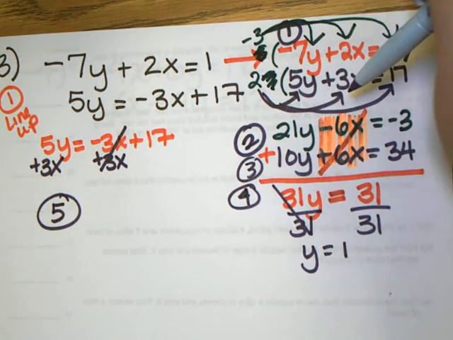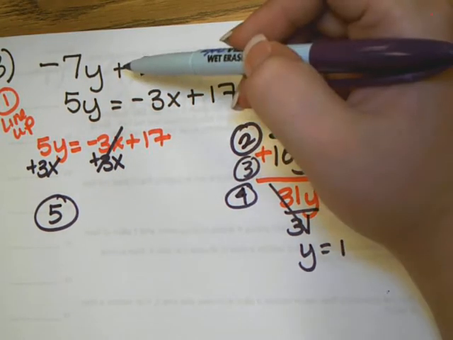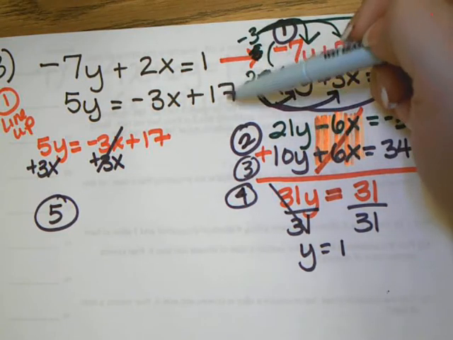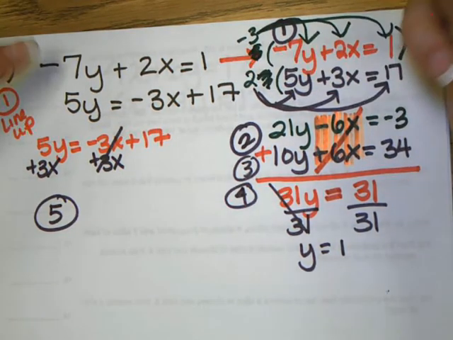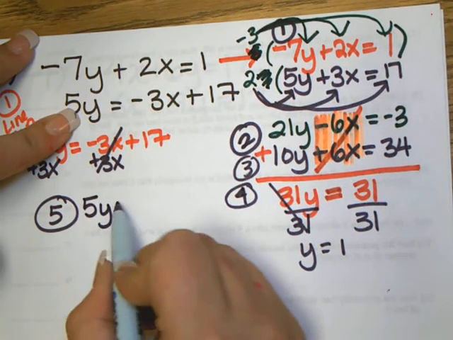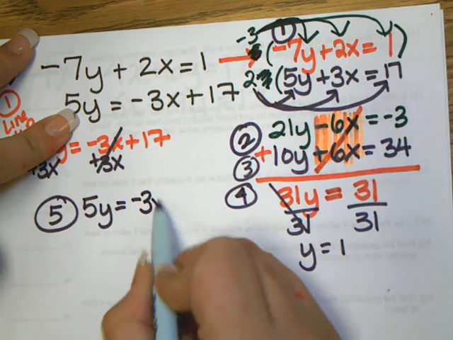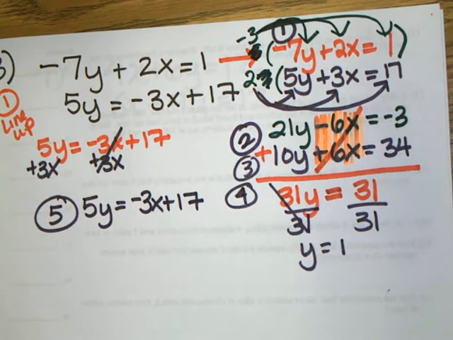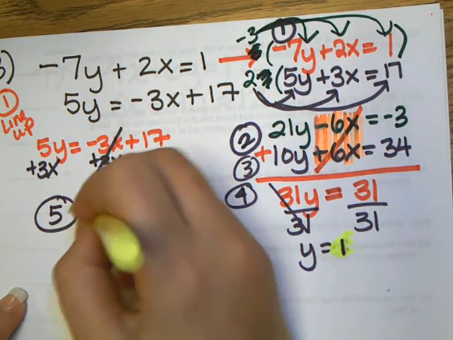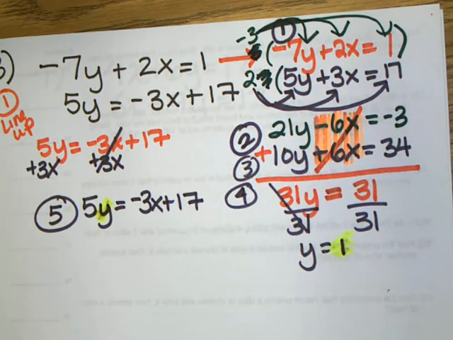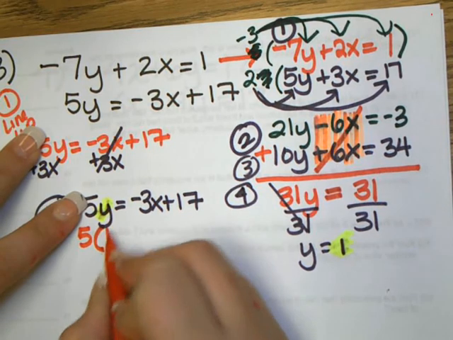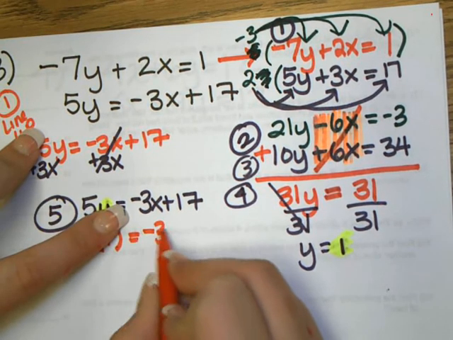Okay, then the very last step, step 5, is we need to substitute to get the second value. So we're going to go back, not here, because what if we made a mistake over here? We're going to go back to the original problem that was given, and select one of them. So I'm going to go with, it doesn't matter, the bottom equation. So 5y equals negative 3x plus 17. And instead of y, I'm going to put 1 there.